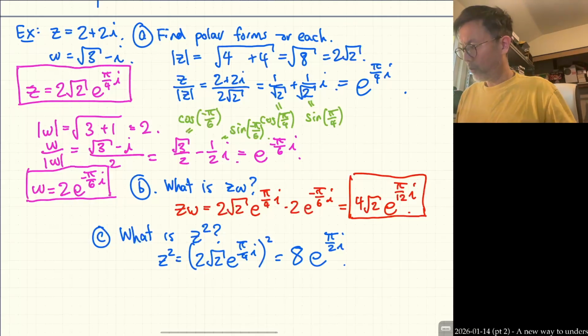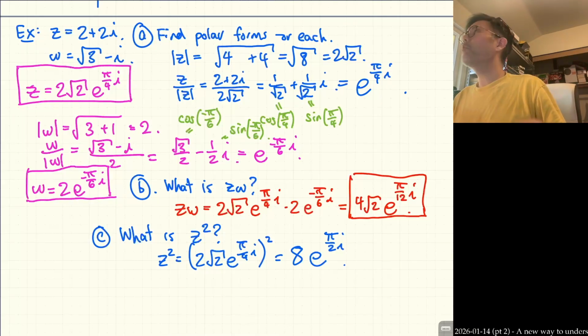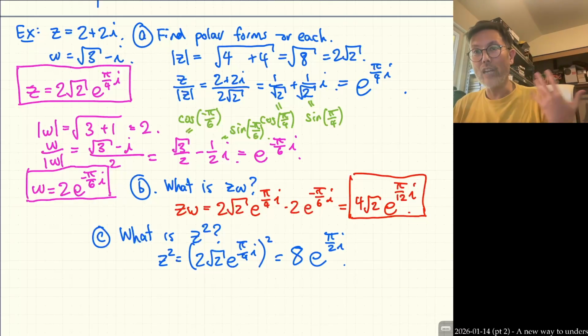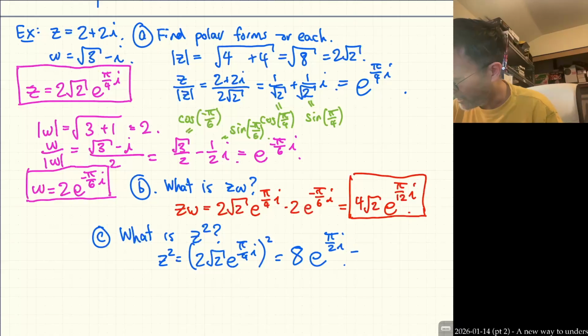Now, in this case, what is e to the pi over 2 times i? Think geometrically. It's the point on the unit circle in the complex plane which makes an angle of pi over 2 with respect to the positive x-axis, yes? I don't know if you can hear the birds outside, but they're screaming the answer. The answer is i. This, in other words, is 8i.